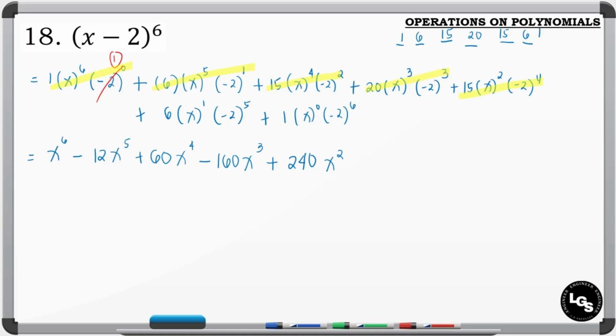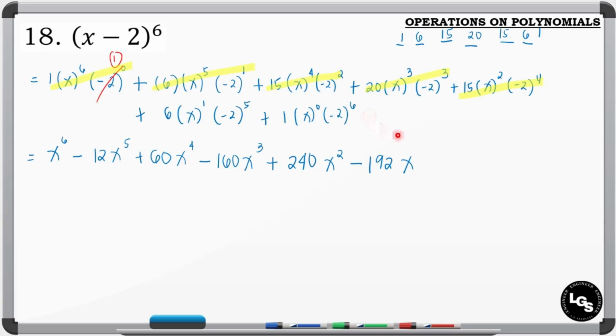Then we have the next one, negative 2 raised to 5. This will result in a negative answer because it is odd. So I'll be writing the negative sign. Then 2 raised to 5 is 32. So this is 32 times 6, that is 192. Then for our variable, we only have x raised to 1, so that is x. Then for the last one, negative 2 raised to 6.